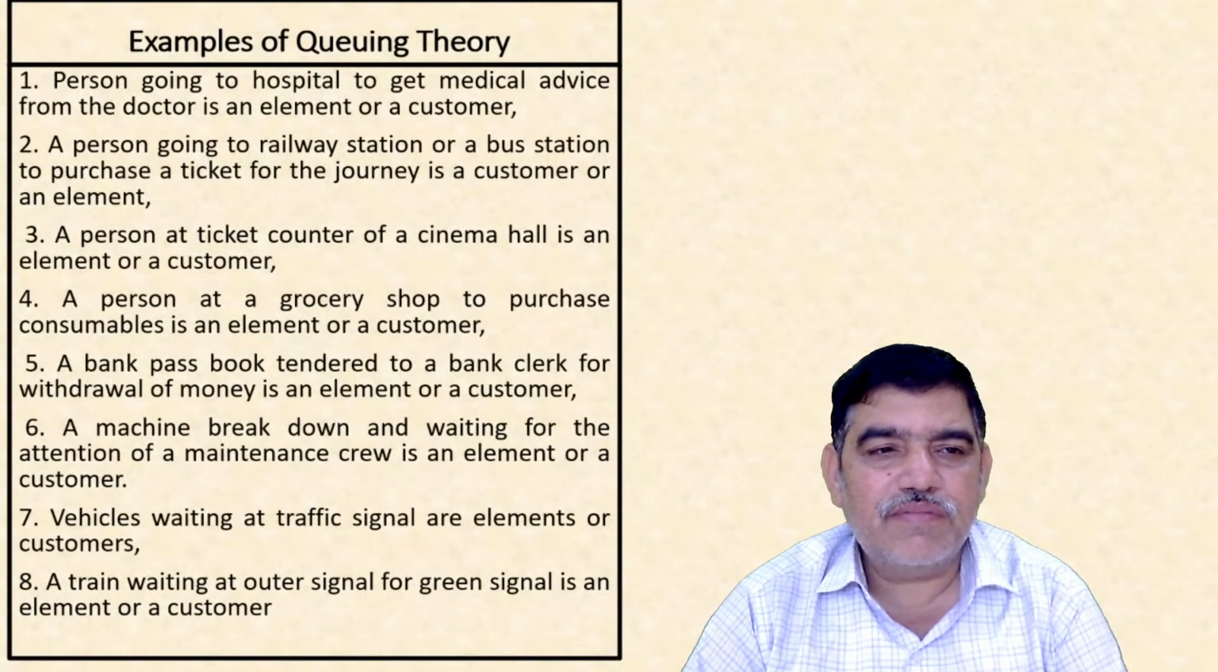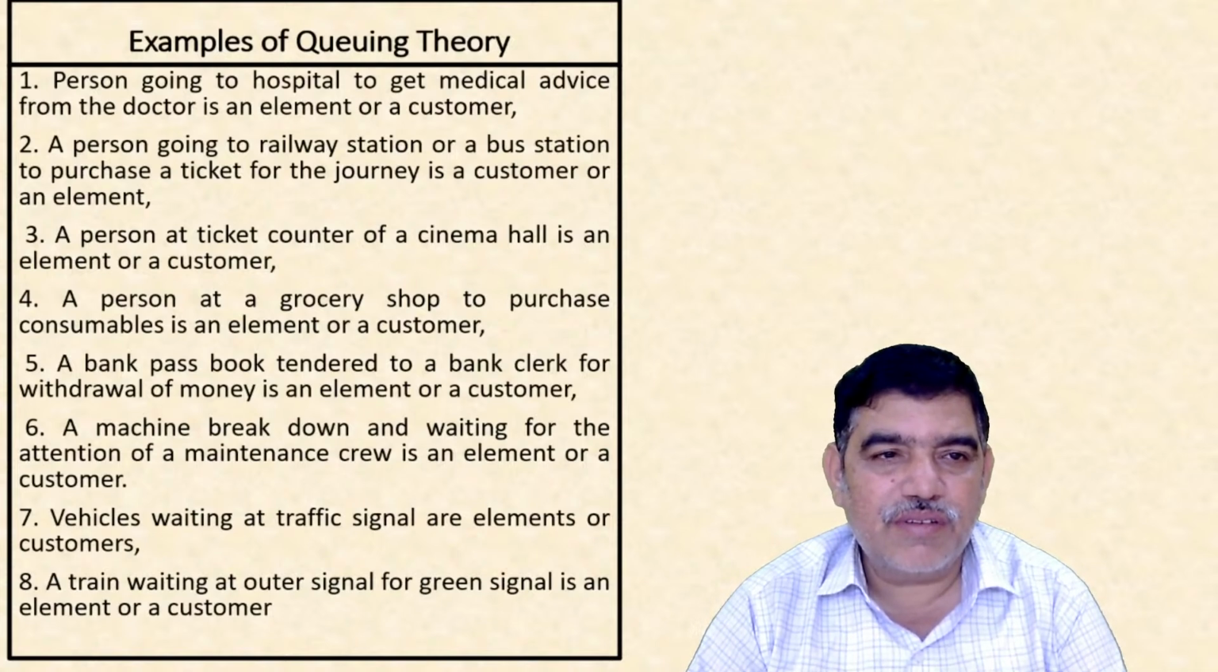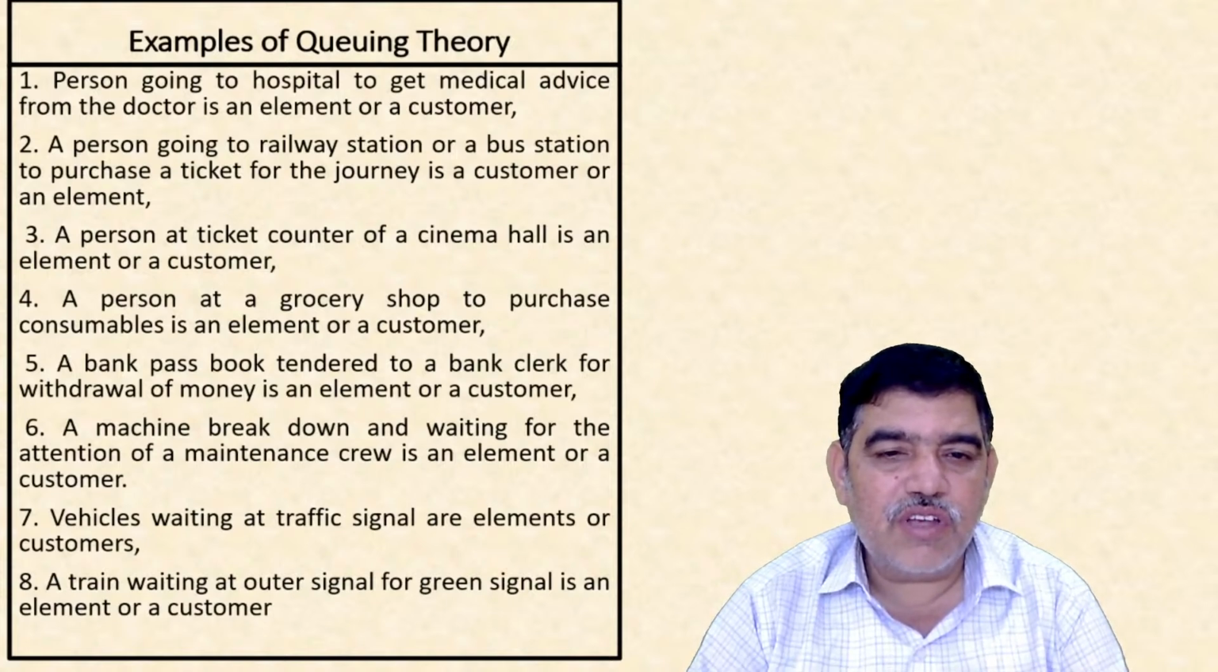Examples of queuing theory. Persons going to a hospital to get medical advice from the doctor is an element or a customer. A person going to a railway station or bus station to purchase a ticket for the journey is a customer or an element. A person at the ticket counter of a cinema hall is an element or a customer.